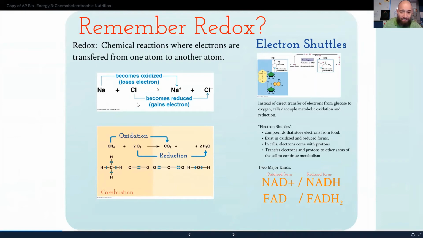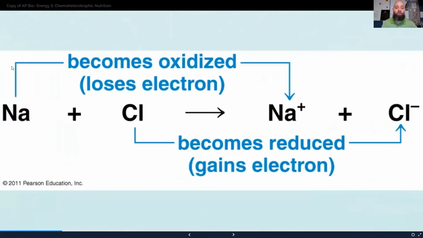This picture right here kind of sums up what we're referring to when we say oxidation reduction reaction, or redox. Something is going to become, quote unquote, oxidized and something is going to become reduced. It works like this. Something's going to be receiving an electron and something is going to be giving the electron. If you are the thing that gives the electron away, you become oxidized.